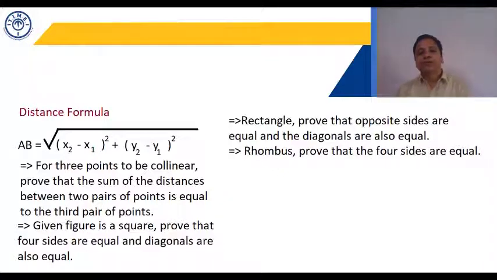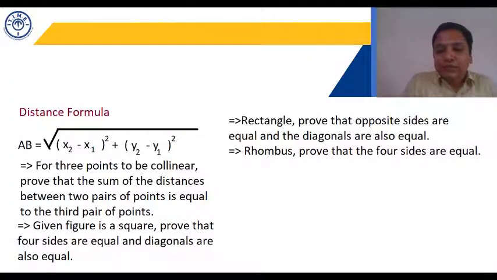Rhombus: prove that the 4 sides are equal. The difference between a square and a rhombus is that a square has all 4 sides equal, and a rhombus also has all 4 sides equal. A square's diagonal lengths are equal, but a rhombus's diagonal lengths are not equal.